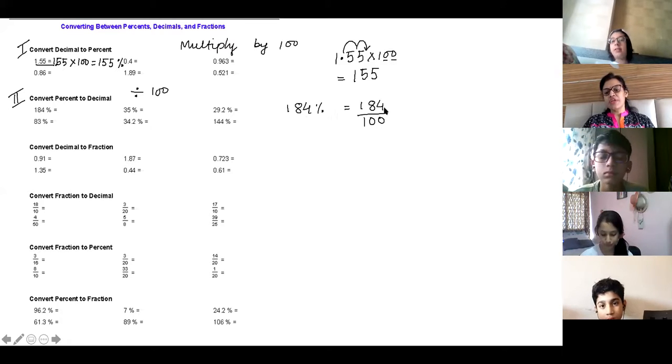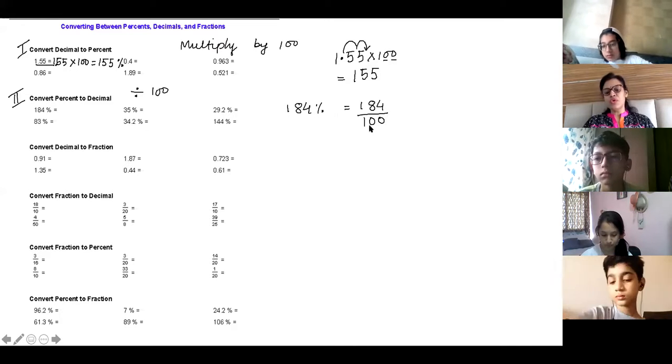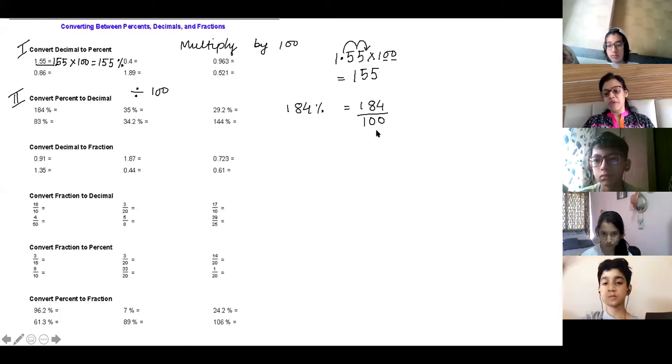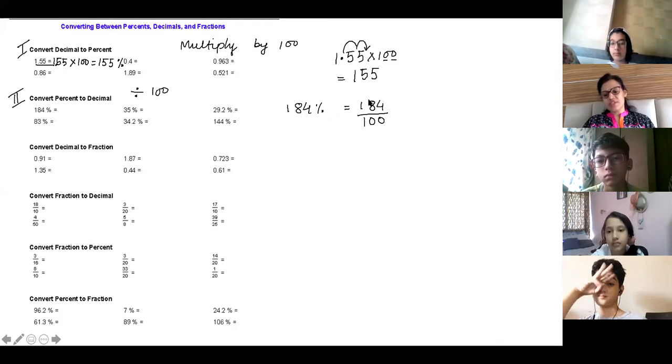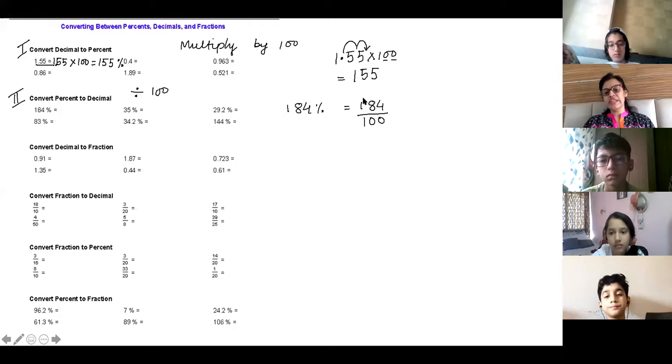So now first we will do 184 to the lowest form. No, don't do it to the lowest form, because division by 100 is simpler in decimal. If you do the lowest form, then you will have to divide and make it into decimal. Ma'am, here we just have to move it 2 places back, right? Yes, same. You just have to move 2 digits left.